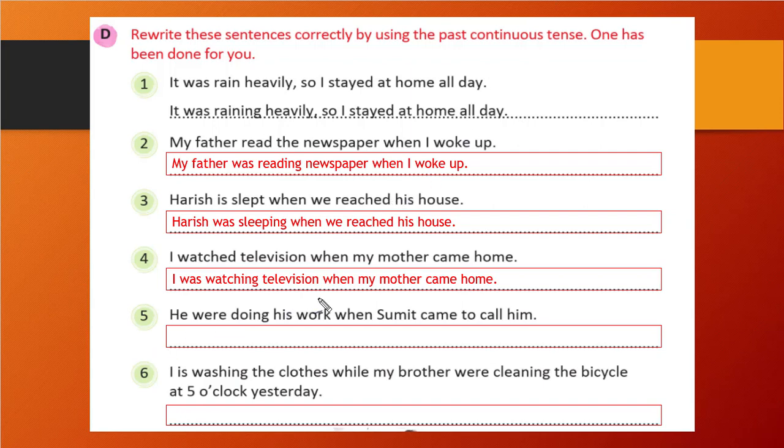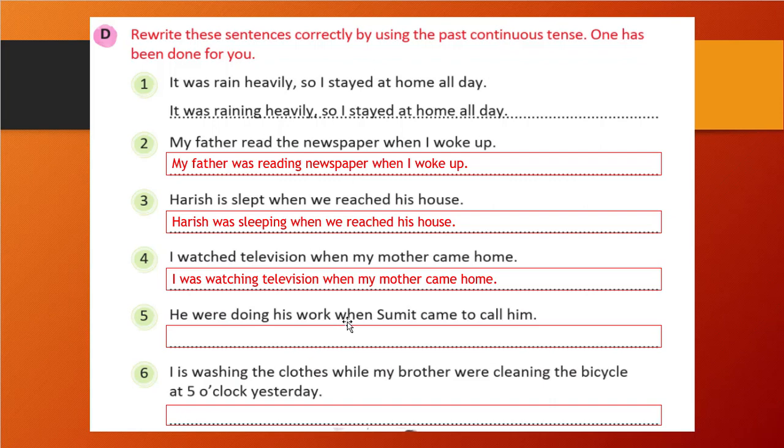He were doing his work when Sumit came to call him. Right? So where is the wrong? "Were" is wrong. "He was" is the correct. When he, she, or I is there, we will use "was". So "he was" is the correct. He was doing his work when Sumit came to call him. That is the correct answer.